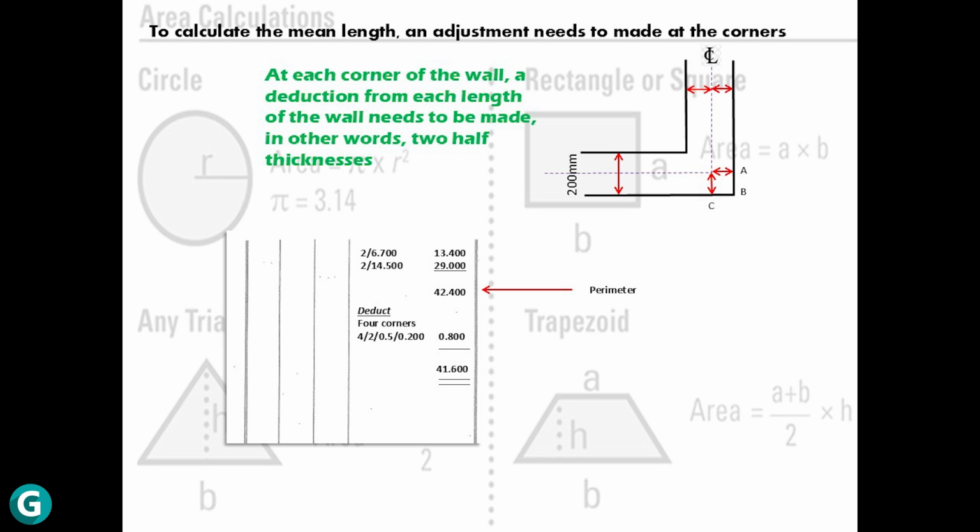So in summary, the interior girth measured 40.8 meters, the mean girth is 41.6 meters, and the exterior girth is 42.4 meters. As you can see, it becomes very important when estimating quantities. You won't want to have an under measure of concrete.